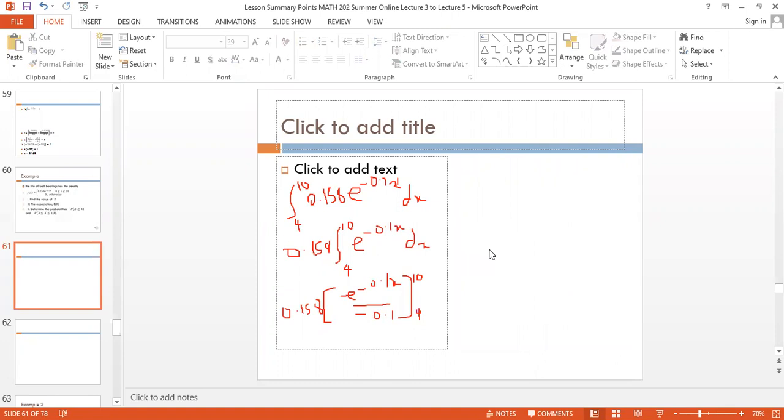Next we go to the evaluation step. That should give us 0.158 into bracket e raised to the power negative 0.1 times 10, over negative 0.1, minus e raised to the power negative 0.1 times 4, over negative 0.1. Good. So once we do the calculation, this is 10 here, and once you calculate, that should give us 0.158.